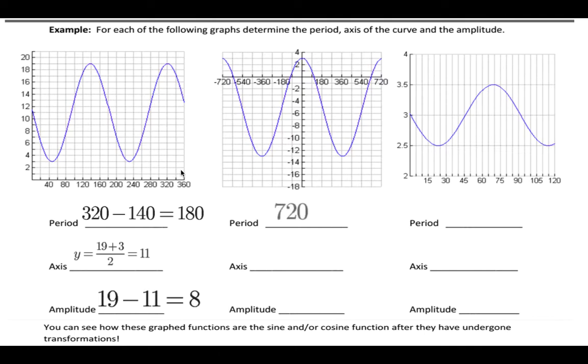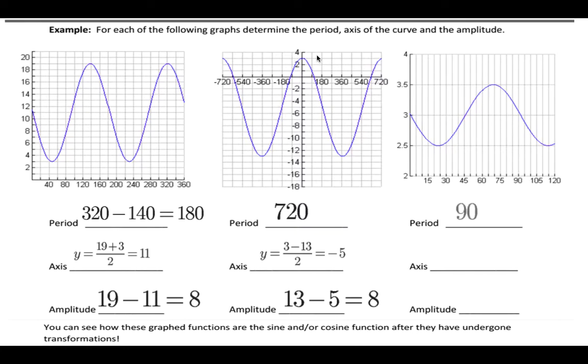The period of the next one's 720. The axis is -5. That's the middle line. And we do that by doing the average of 3 and -13. And the amplitude's 8 because you go 8 above the -5.